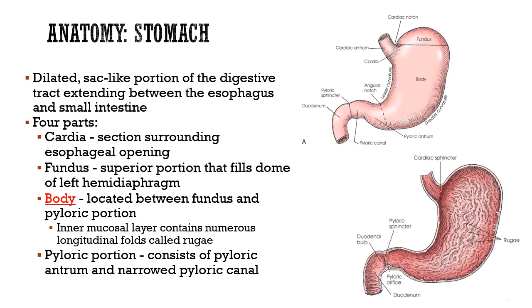The stomach is a dilated sac-like portion of the digestive tract extending between the esophagus and the small intestine. Its first part is referred to as the cardia. It's a section surrounding the esophageal opening. Then there's the fundus, which is the most superior portion that fills the dome of the left hemidiaphragm.